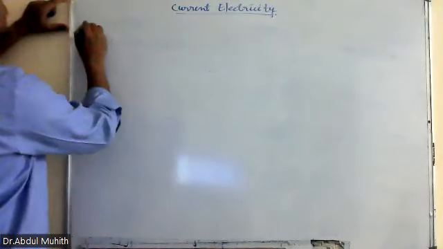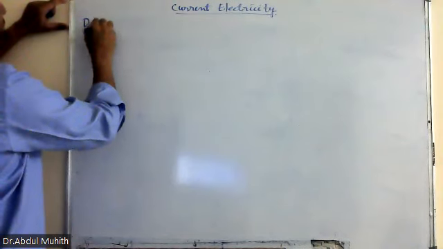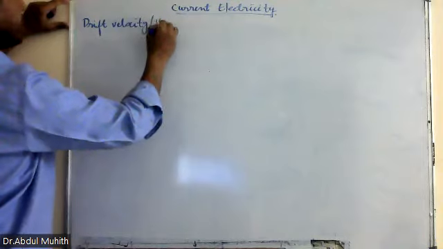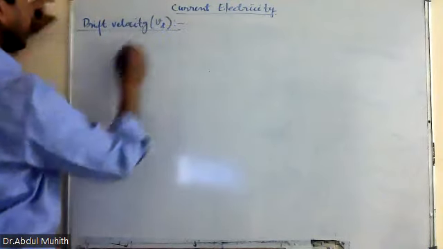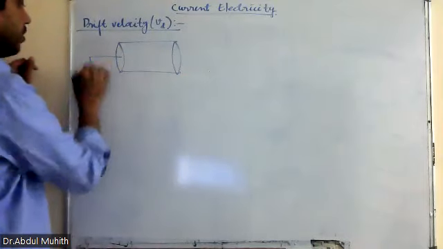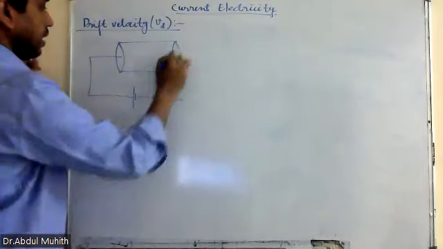Okay, so next I'm going with the drift velocity. There are 3 derivations, as I told you. Drift velocity VD. Now suppose there is a wire like this. There is a piece of wire we have taken, and it is connected to a cell.